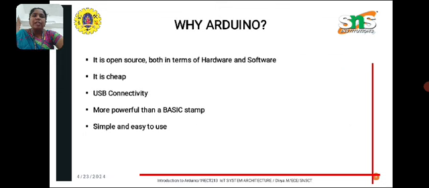Why are we using Arduino? It is open source in terms of both hardware and software. It is also cheap. USB connectivity will be there, it is more powerful than basic stuff, and simple and easy to use.